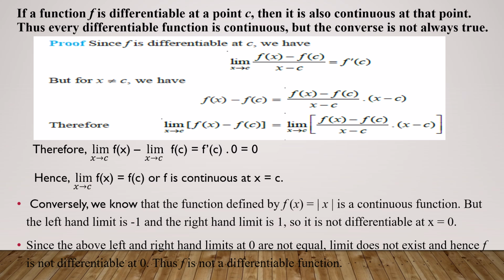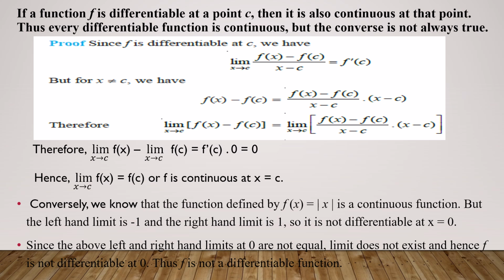Conversely, if you remember in the previous video on continuity, we had seen that the function f(x) equal to mod x is a continuous function. But when you try to find out the left hand limit of this function, you will get it as minus 1. Why? Because how will you define mod x? Mod x will have the value x if x is greater than 0, and mod x will have the value minus x if x is less than 0. So your left hand limit as x tends to 0 minus will become minus 1, but the right hand limit will become 1.